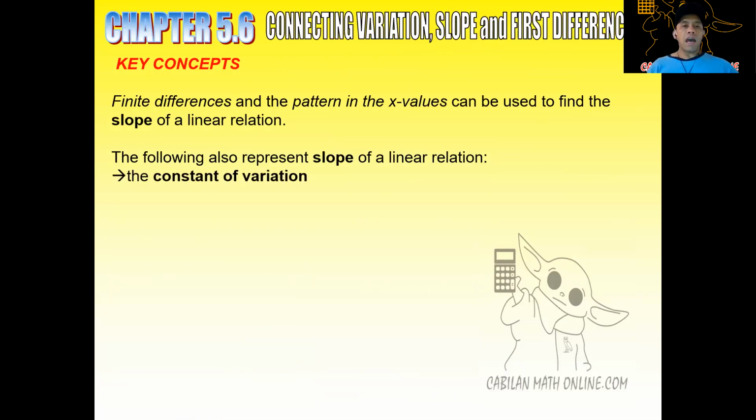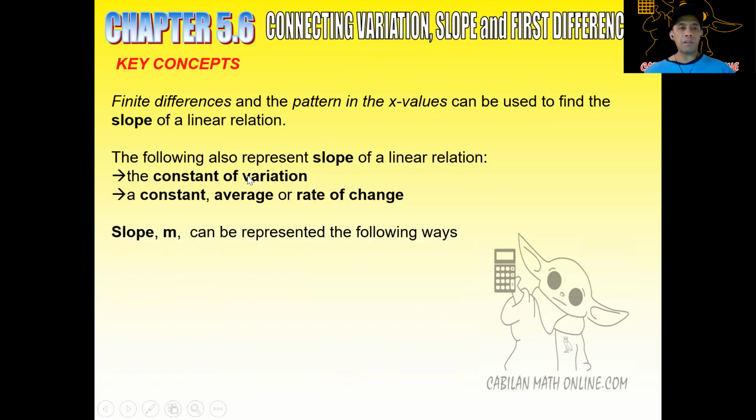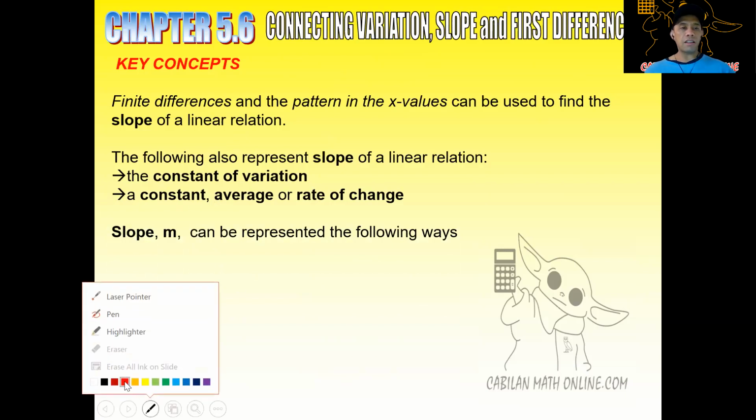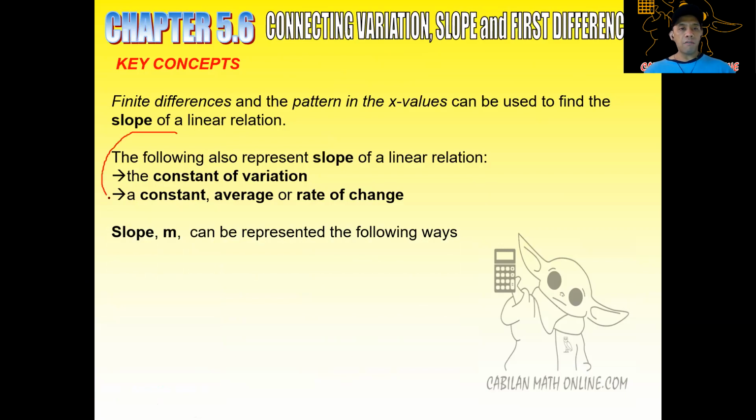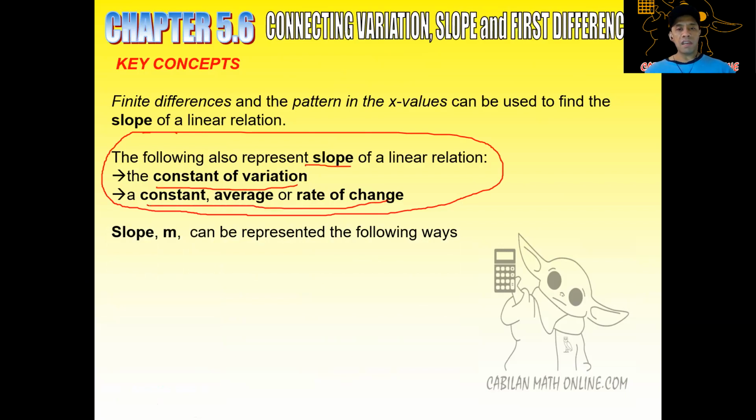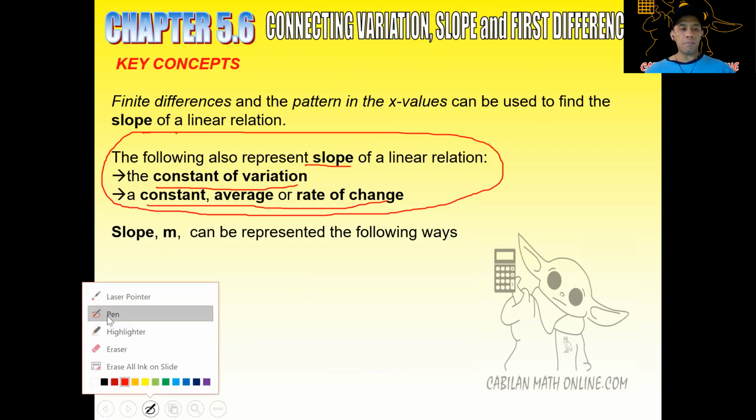As I mentioned several times already, when we're talking about constant variation, rate, and slope, those 3 things are all exactly the same thing, just used in different contexts. And that's exactly what this particular statement tells us. If you read it word for word, the following also represent the slope of the linear relation. And like I said, slope itself is all these things that are listed here. So again, slope, constant variation, and rate of change are all the same thing.